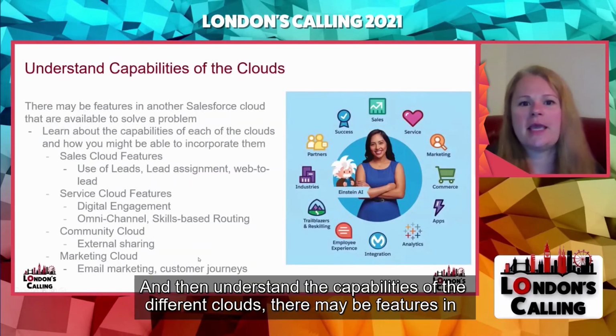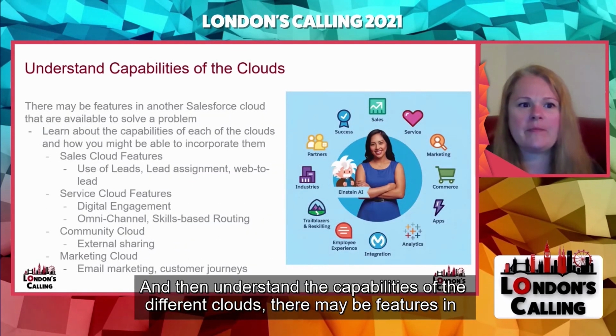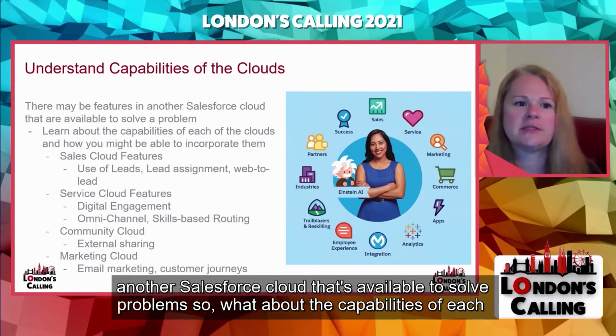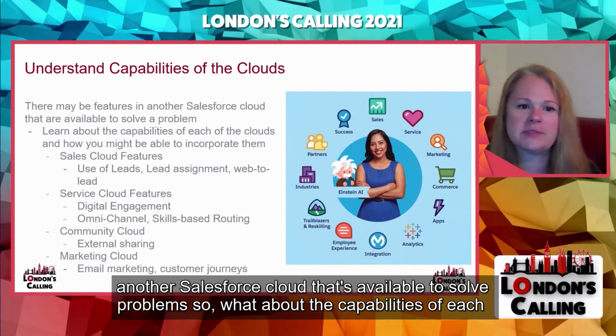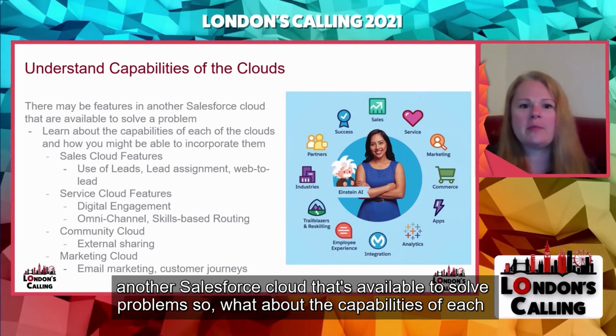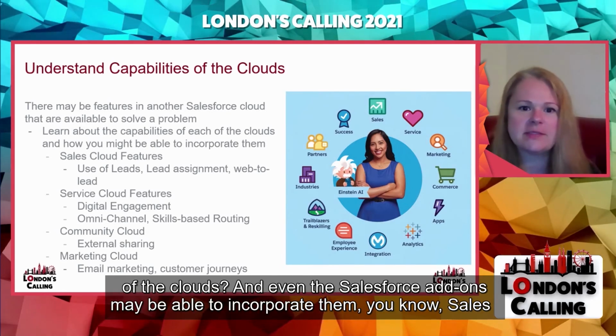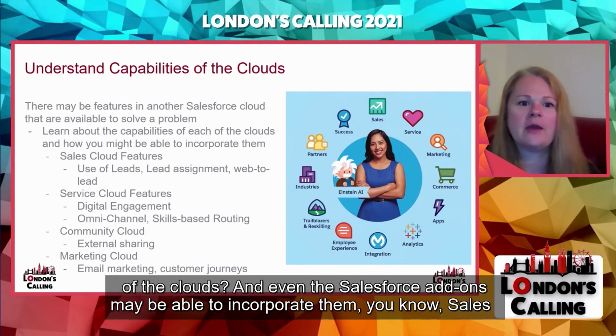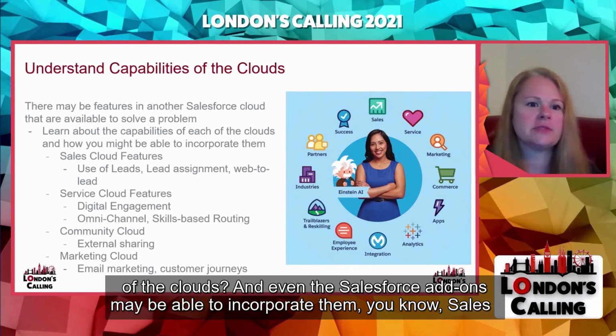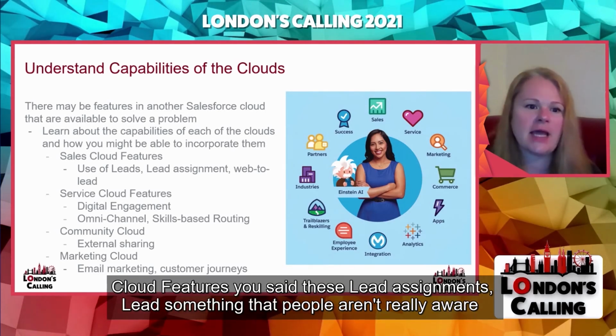And then understand the capabilities of the different clouds. There may be features in another Salesforce cloud that's available to solve problems. So learn about the capabilities of each of the clouds and even the Salesforce add-ons, how you might be able to incorporate them. Sales Cloud features: use of leads, lead assignment, flipped lead.